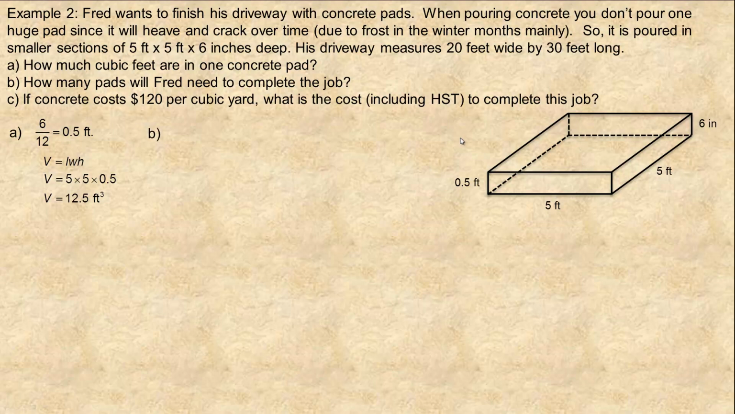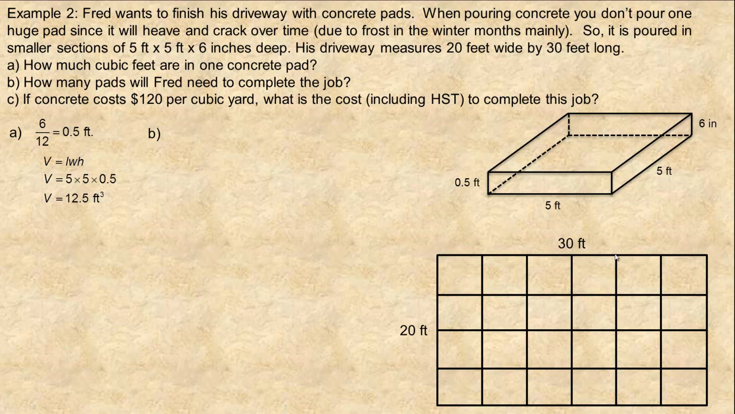So in B here, we've got to figure out how many concrete pads he needs. So here's a diagram of the driveway. It's 30 feet long, 20 feet wide. I divided it up into 5 by 5 squares. See, each one is 5 long. 30 divided by 5 is 6. 1, 2, 3, 4, 5, 6. We could go 5, 10, 15, 20, 25, 30 for the length. And then it's 4 wide. 5, 10, 15, 20, or 20 divided by 5 gives you 4. So there's 4 this way, and there's 6 this way. So 4 times 6 works out to 24. So Fred needs to make 24 of these concrete pads to pave his driveway.